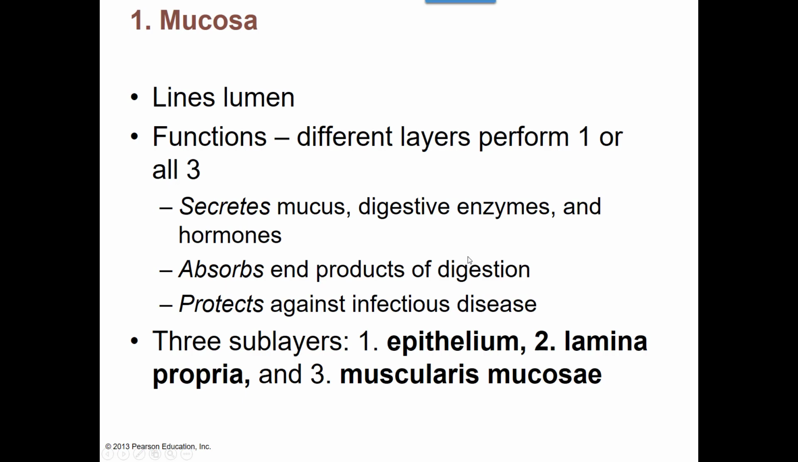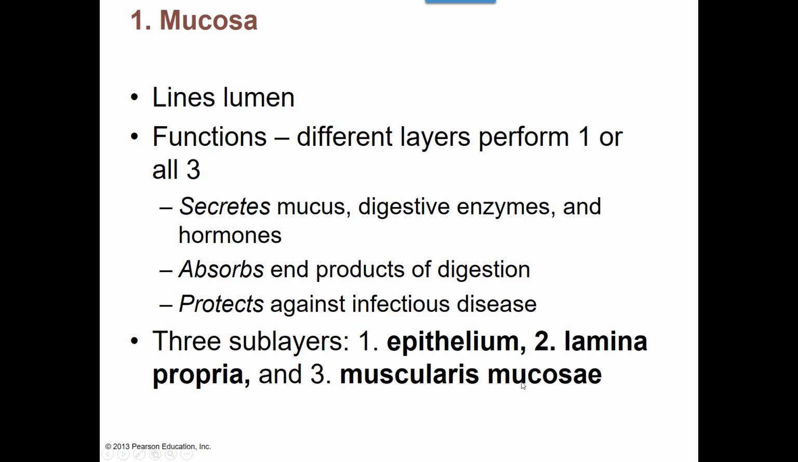Also, depending on where it is, it could also absorb some of the end products of digestion. So it could absorb some of the amino acids from the breakdown of proteins. Depends on where in the digestive tract. And it can help protect against infectious diseases. Now, that mucosa, that inner lining, does have 3 sublayers.